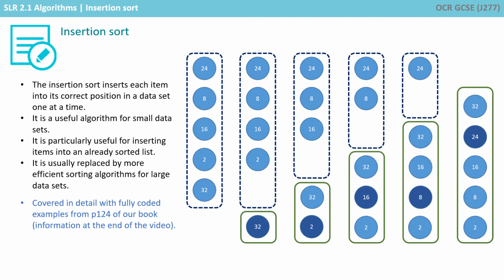The insertion sort inserts each item into its correct position in a dataset one at a time. It is a useful algorithm for small datasets. It's particularly useful for inserting items into already sorted lists. It is usually replaced by more efficient sorting algorithms for large datasets.